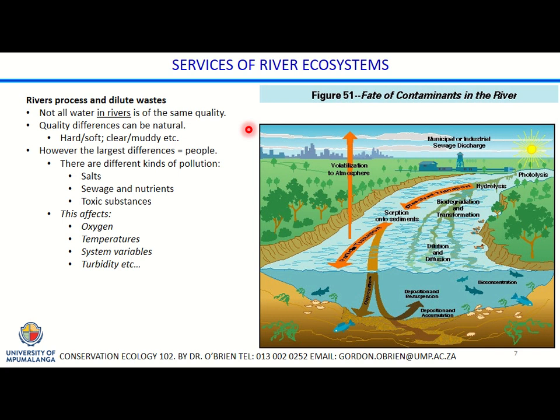And they also indirectly affect oxygen concentrations, the temperatures of the river, other system variables like alkalinity, pH, things like that that are changed by the different substances that we release into the environment, and turbidity, the clarity of the water. And remember, the clarity of water changes. If it goes up, the potential for plant growth goes up. If it goes down, the potential for plant growth goes down. So you're actually driving and affecting the whole system just by changing some of these variables.